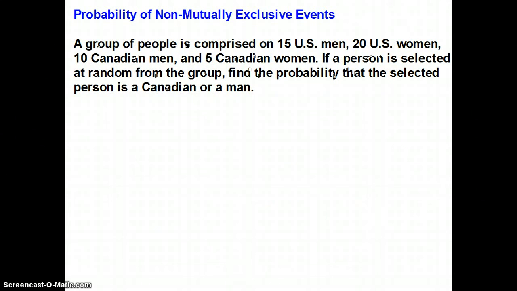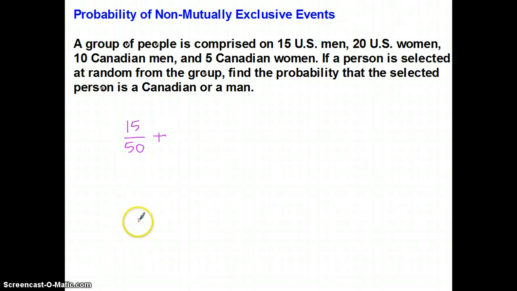Okay. A group of people is comprised of 15 U.S. men, 20 U.S. women, 10 Canadian men, and 5 Canadian women. If a person is selected at random from the group, find the probability that the selected person is a Canadian or a man. Let's figure out the probability of selecting a Canadian. We have a total of 15 plus 20 plus 10 plus 5 people there, so that's 50 people. And we have 10 plus 5 Canadians, so that's a 15 out of 50 chance of selecting a Canadian.